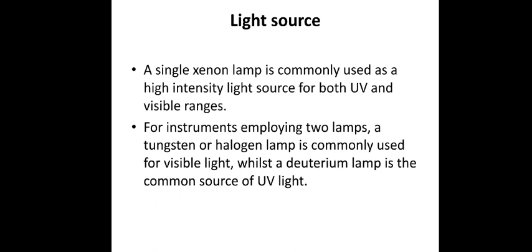In certain cases, there might be two different lamps, a tungsten or a halogen lamp. It is used for visible light, and a deuterium lamp is used for UV light. So either you can use a xenon lamp, which can give you light in both ranges, both UV and visible light, or there might be instruments which use two lamp systems or light sources. In such cases, a tungsten or halogen lamp is used as a source of visible light, and a deuterium lamp is used as a source of UV light.